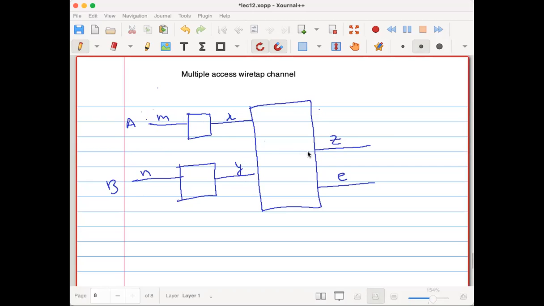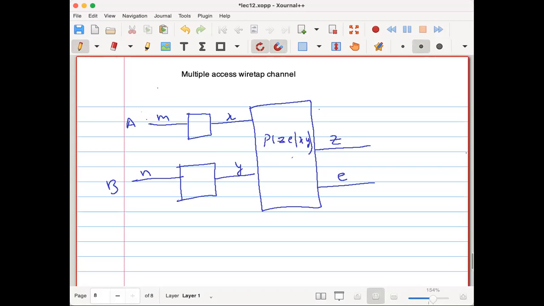Now the channel produces a probability distribution on the output symbol Z, but because we are in the wiretap scenario, we will assume that the channel has another output, which is the side information of the environment, formalized by the symbol E. So the channel characteristic is given by this conditional probability distribution, probability of Z, E given X, Y. This is the channel.